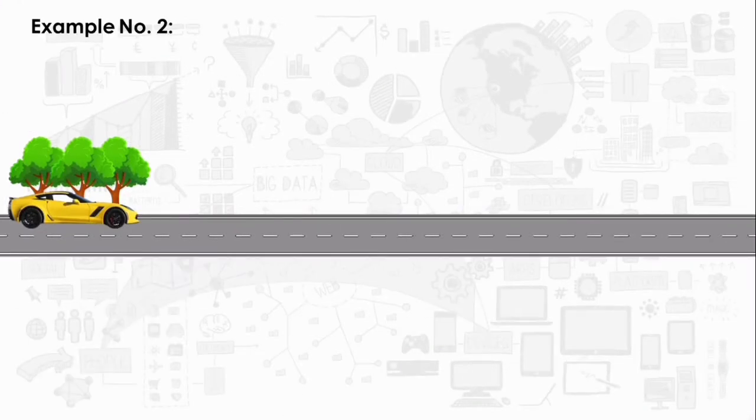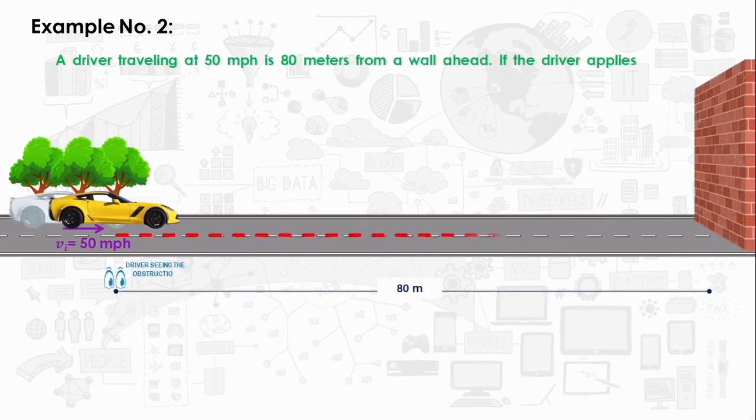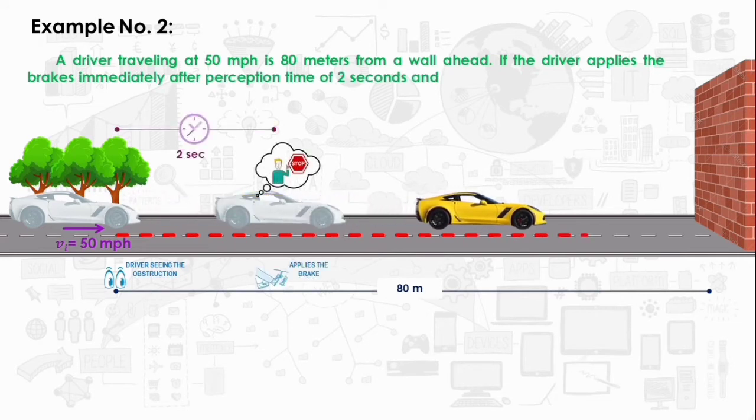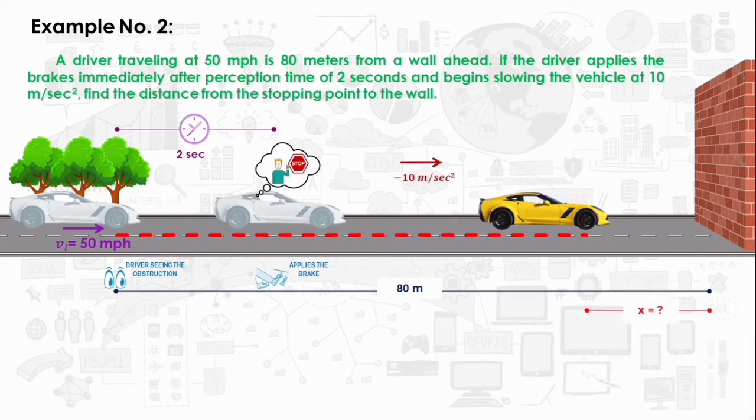Example number 2. A driver traveling at 50 miles per hour is 80 meters from a wall ahead. If the driver applies the brake immediately after perception time of 2 seconds and begins slowing the vehicle at 10 meters per square second, find the distance from the stopping point to the wall.